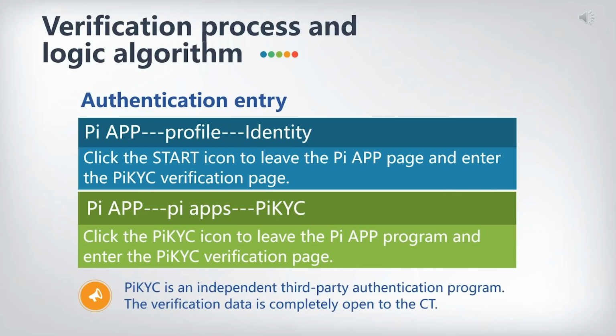Verification process and logic algorithm. Next, let's look at the verification process and logical algorithm. First, look at the authentication portal. There are 2 authentication portals. One is to enter the authentication program from Profile, and the other is to enter the authentication program from the third-party application platform. PyKYC verification software is an independent third-party verification program. The verification data is completely open to the CT.